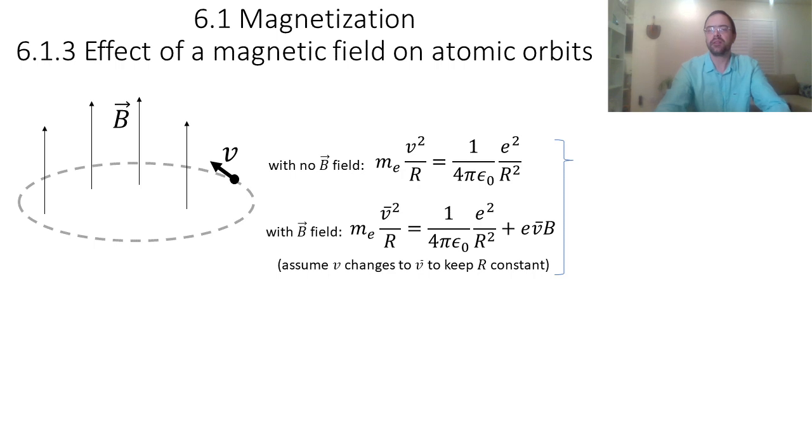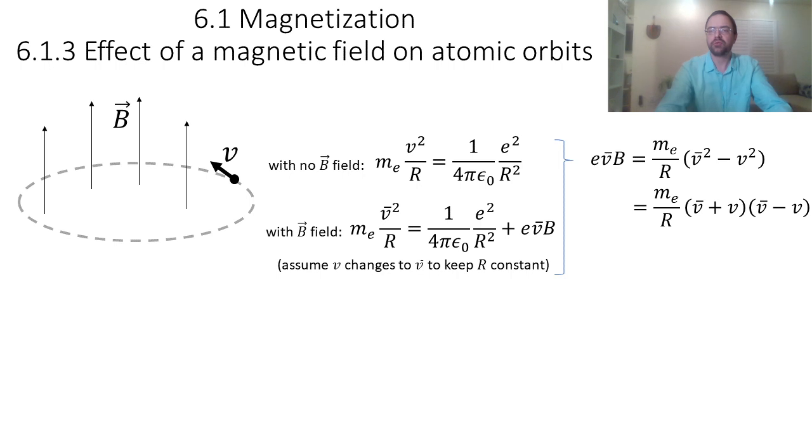Now we combine these two equations. So let's subtract the first one from the second one so that the Coulomb force will cancel. And then we have e v bar B equal m_e over r times v bar squared minus v squared, which we can rewrite as m_e over r times (v bar plus v) times (v bar minus v).